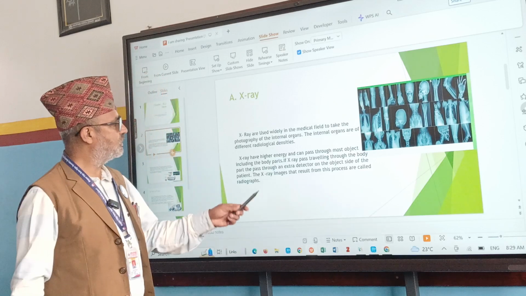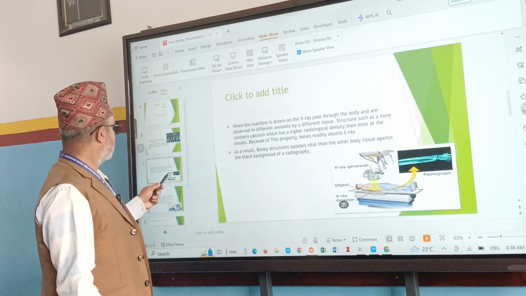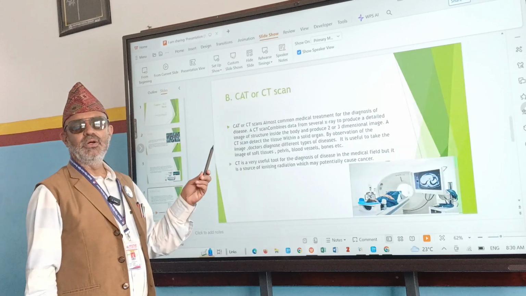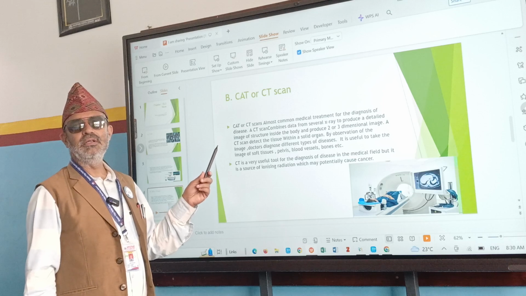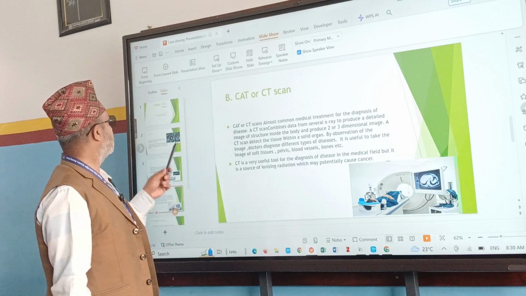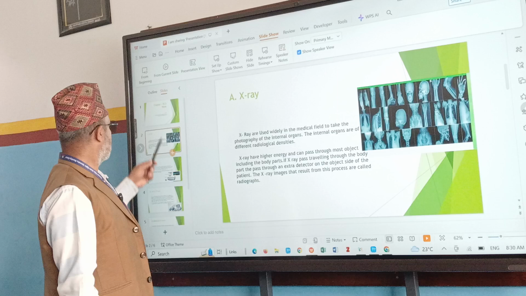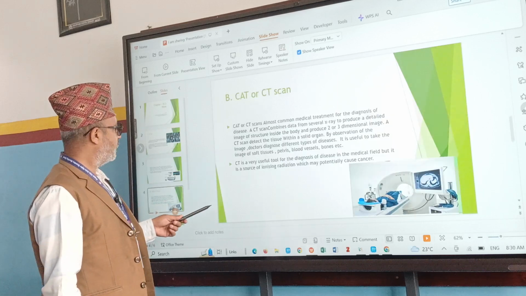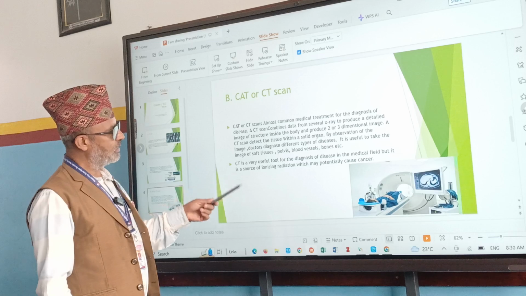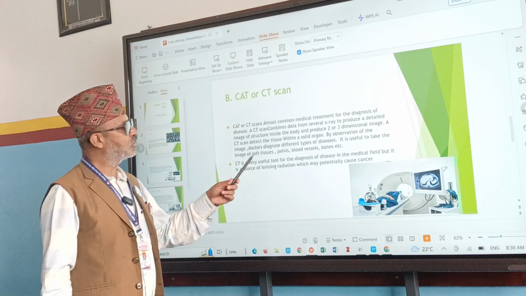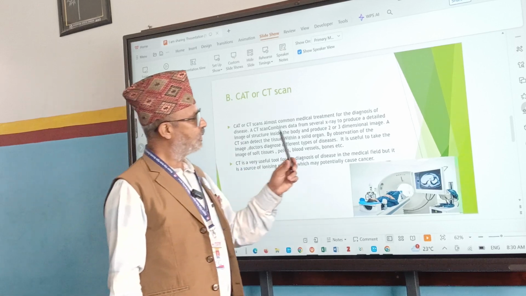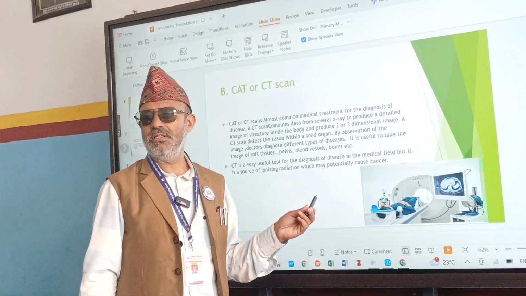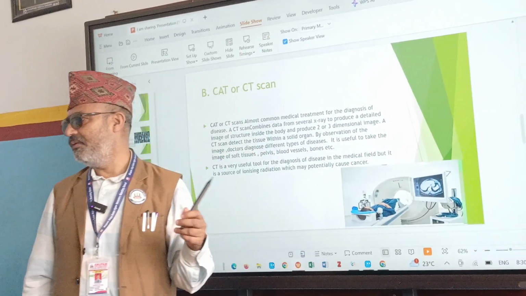Okay. So X-ray is a simple technology, but CAT. What is the full form of CAT? Computer axial tomography. It is very, very important, and especially it is much more effective than X-ray, because we can find the result very easily. And it is very expensive as well.